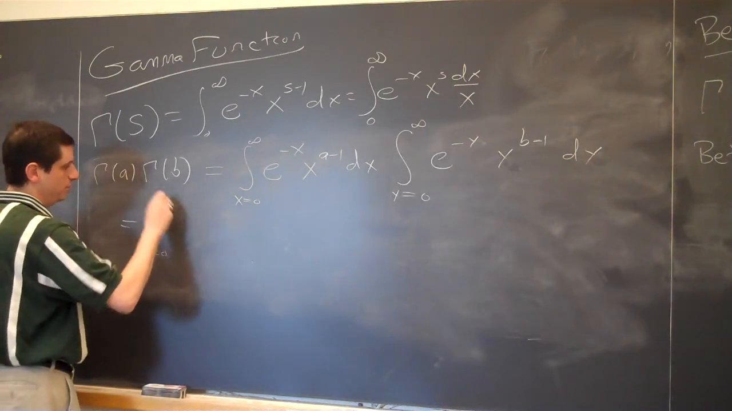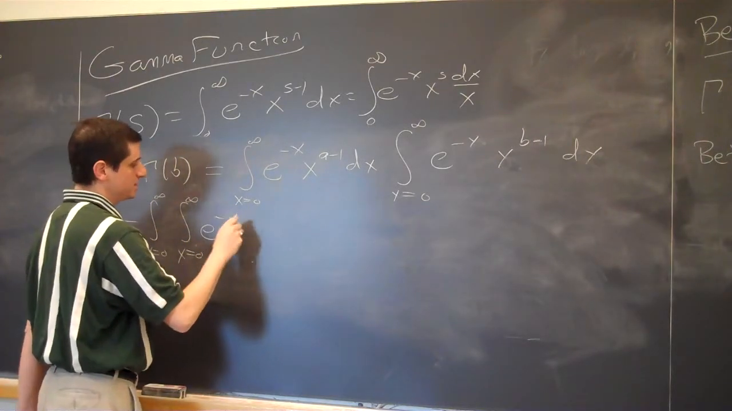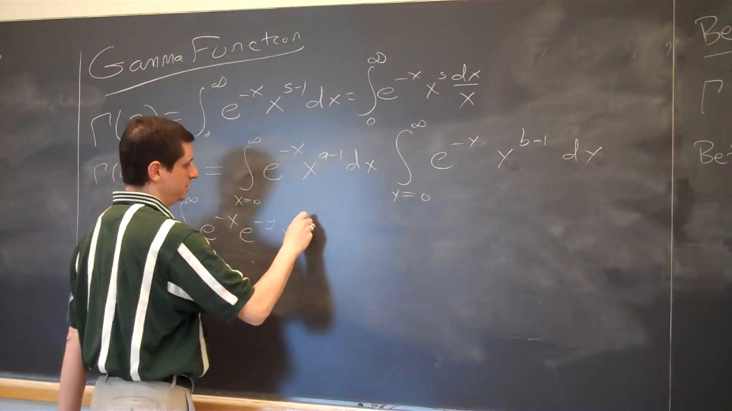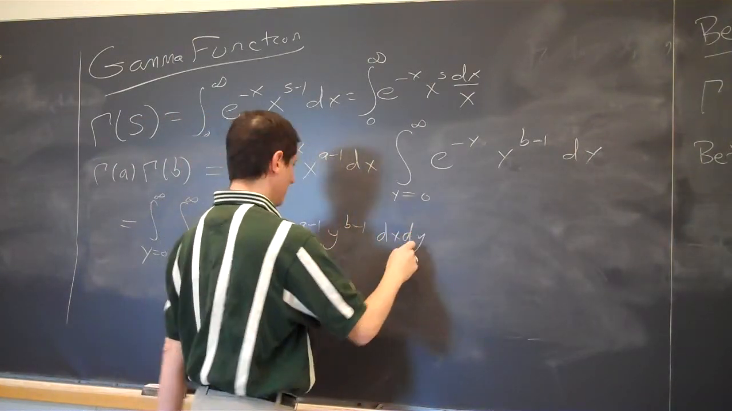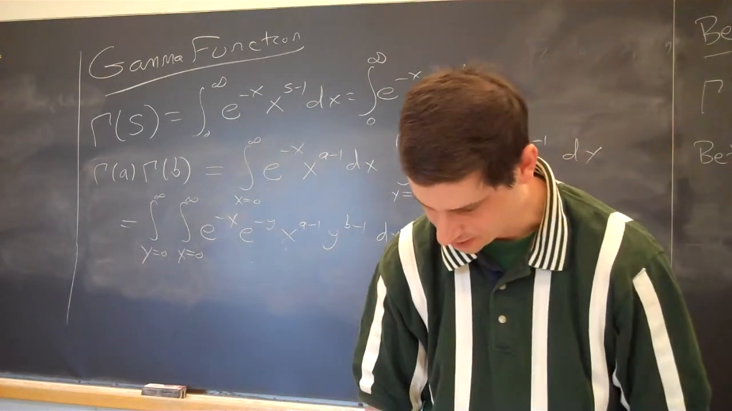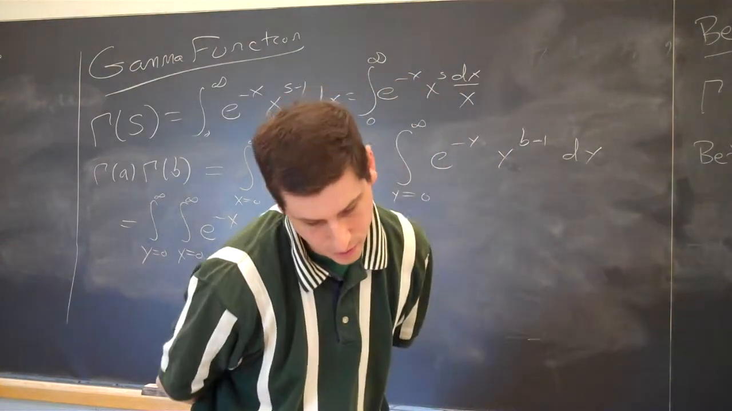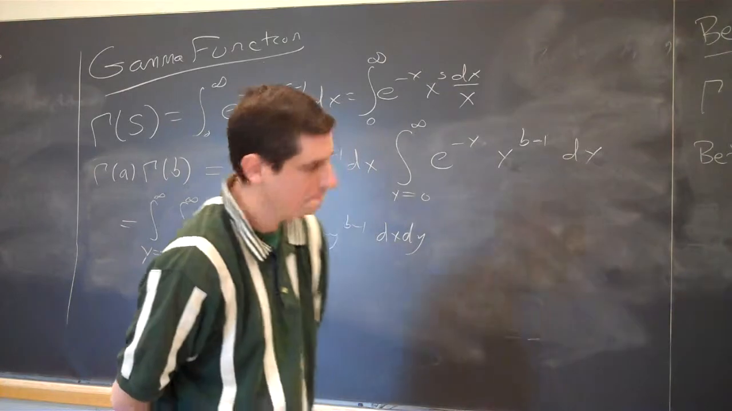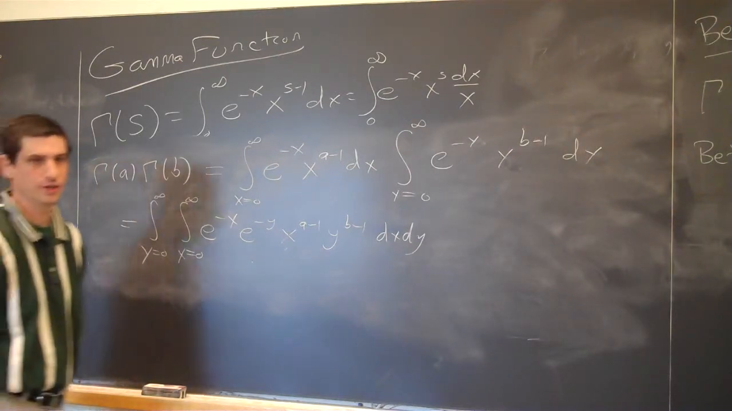y goes from 0 to infinity, integral x goes from 0 to infinity, e to the minus x, e to the minus y, x to the a minus 1, y to the b minus 1, dx dy. I just want to make sure I'm doing it in the same order as the book. Okay, good. I've got x coming first. Yeah. Okay, so if I switch as is, this is not going to help us. Right? I somehow have to do something to get an asymmetry.